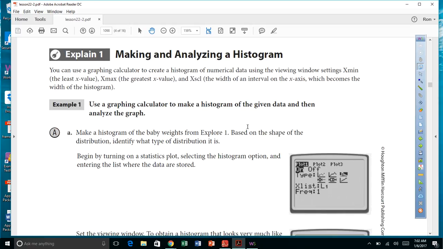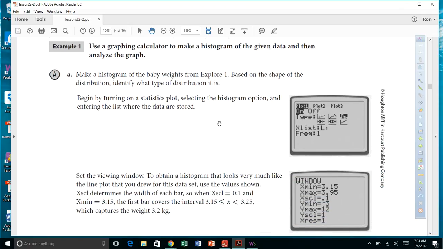Making and analyzing a histogram. You can use a graphing calculator to create a histogram of numerical data using the viewing window settings: xmin, the least x value, xmax, the greatest x value, and x scale, the width of an interval on the x-axis, which becomes the width of the histogram bars. Using a graphing calculator, make a histogram of the given data and then analyze the graph.